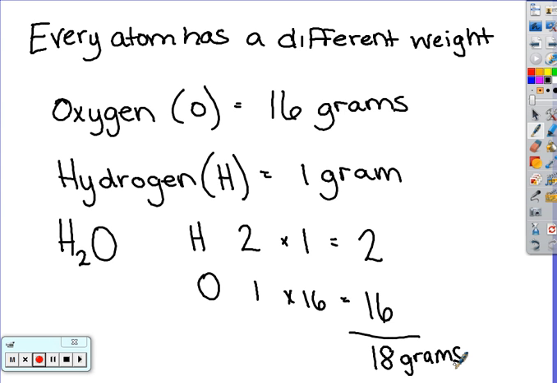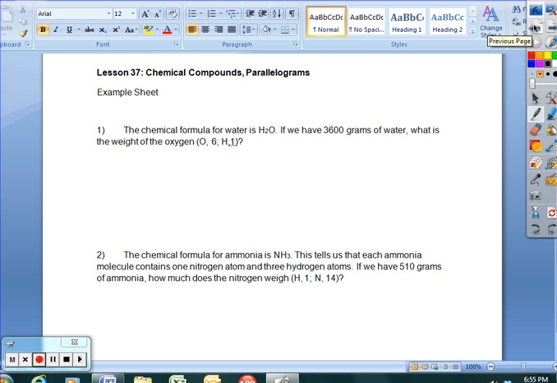Let's use this to do some examples. At this time, you'll need your example sheet. Let's look at example 1. It says the chemical formula for water is H2O. If we have 3,600 grams of water, what is the weight of the oxygen?